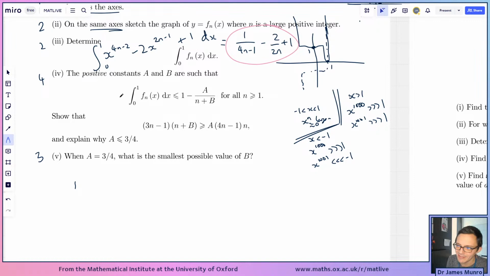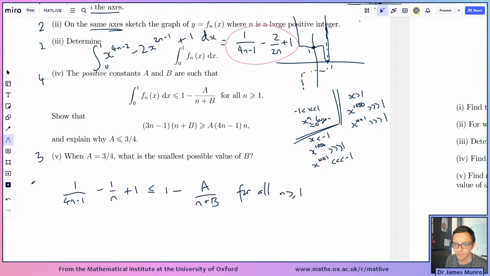These parts often link together, right? So there's something to spot here, which is that the stuff on the left-hand side for part 4 is the thing that we just calculated. So I'm writing down the thing that we just calculated. So we have this. This thing is true for all n bigger than or equal to 1.